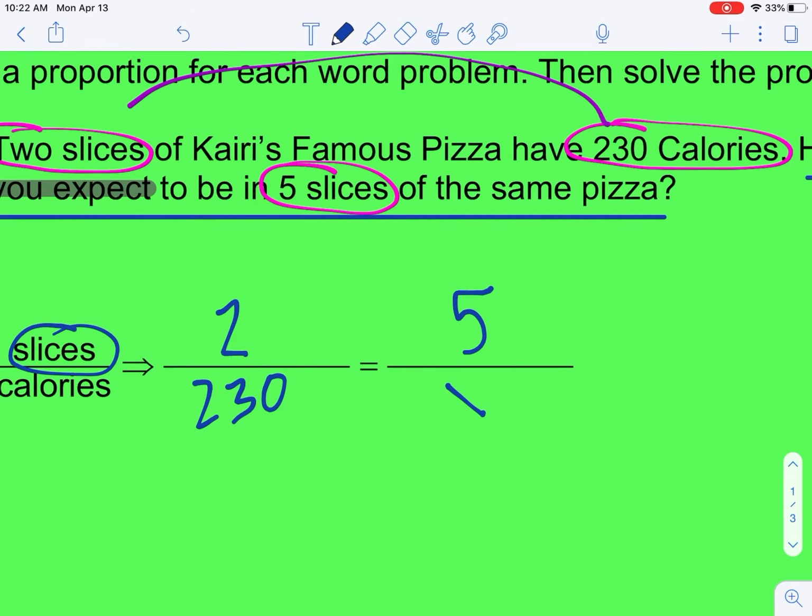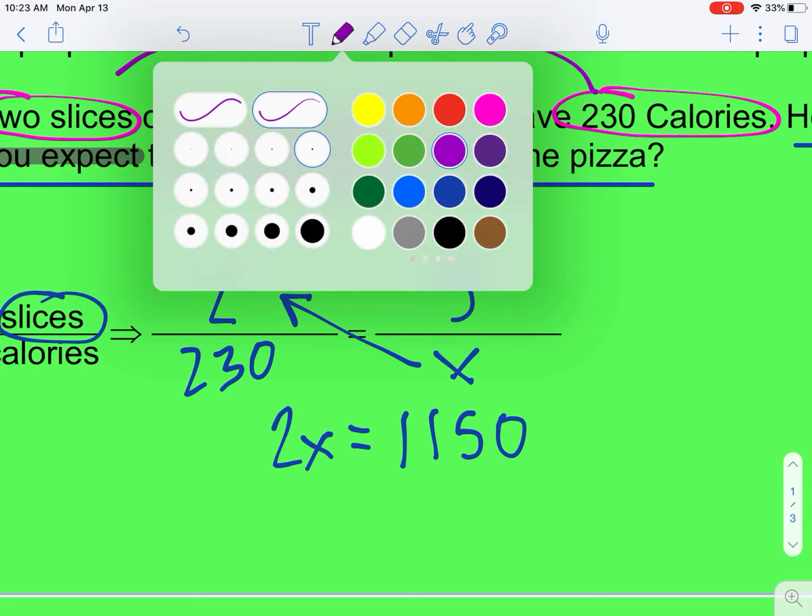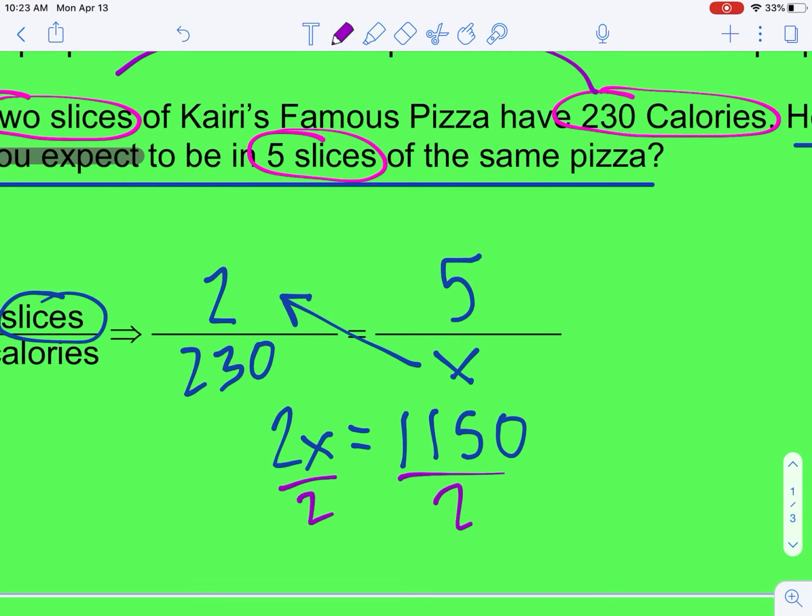I do not know how many calories there are, so that's where my variable is going to go. And now we can go ahead and we can solve our problem. X times 2 is 2x. And 230 times 5 is 1,150. Now I can go ahead and I can divide by 2. And x equals 575 calories. So as long as you set it up right, it's a really easy problem. Let's take a look at another example.